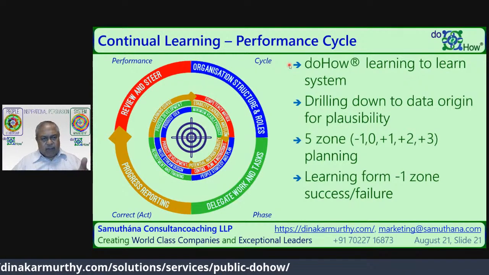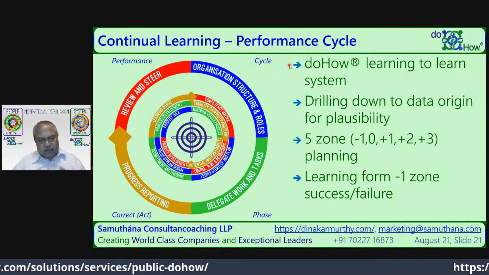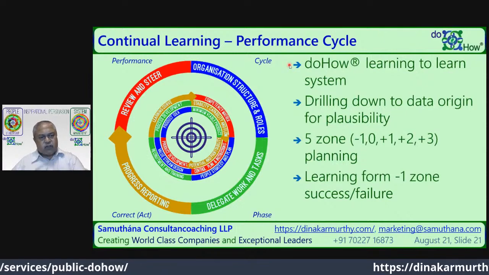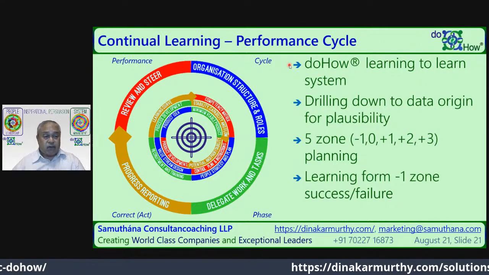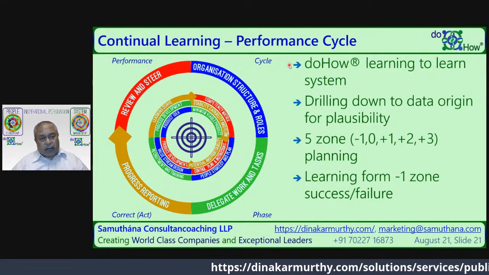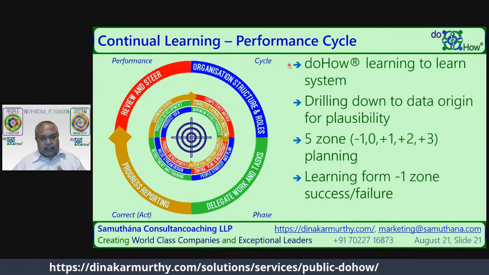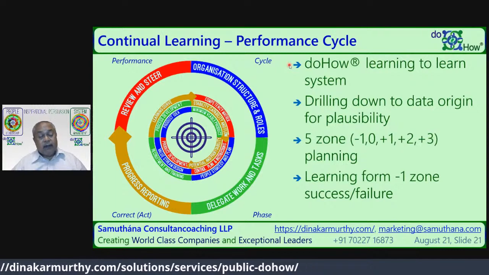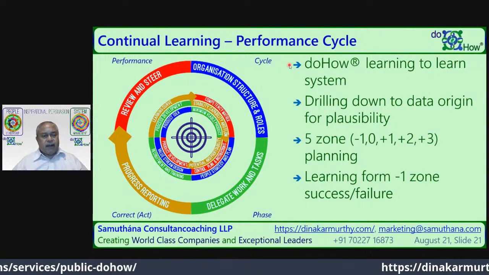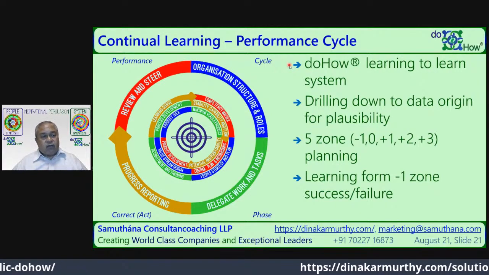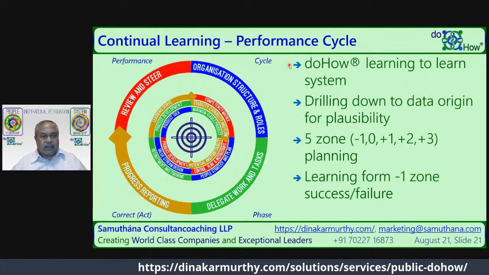zone -1 could be yesterday, 0 is today, +1 is tomorrow, +2 is day after tomorrow, +3 is day after tomorrow. The -1 performance or -1 plan which existed, and also we would have actuals. Comparing these two, automatic triggers can be initiated for finding out what has been the learning from the respective agencies involved in achieving that particular outcome.